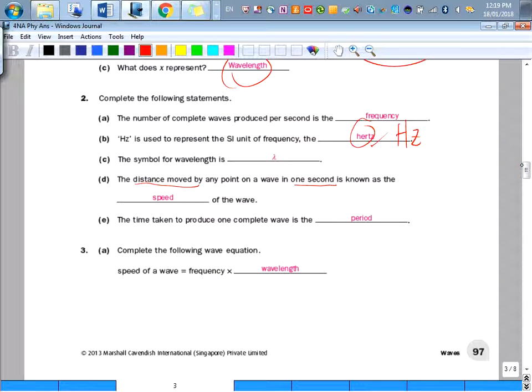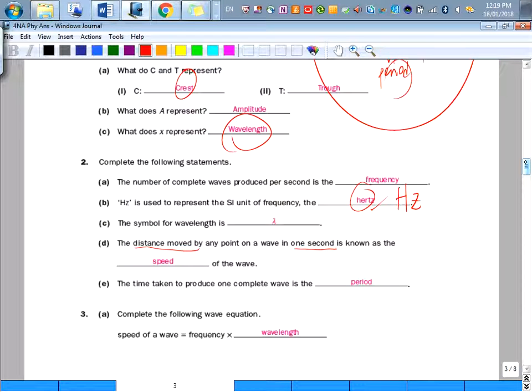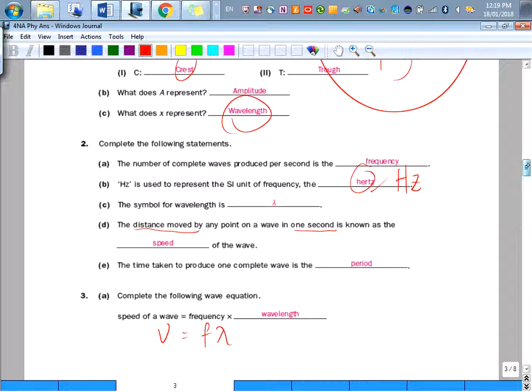So as I go, please do your self-marking with your green pen, corrections with your green pen also. So speed v equals f lambda. This is our equation that we will always be using when calculating speed, frequency, and wavelength. As long as you have two of these, you can find the other one.